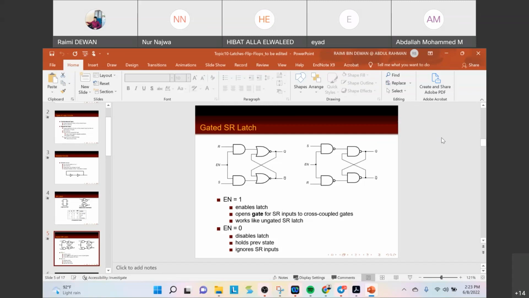For the gated SR latch, the difference from the SR latch is that it has an enable signal. Enable means that we can control whether it is going to perform the latch operation or not.